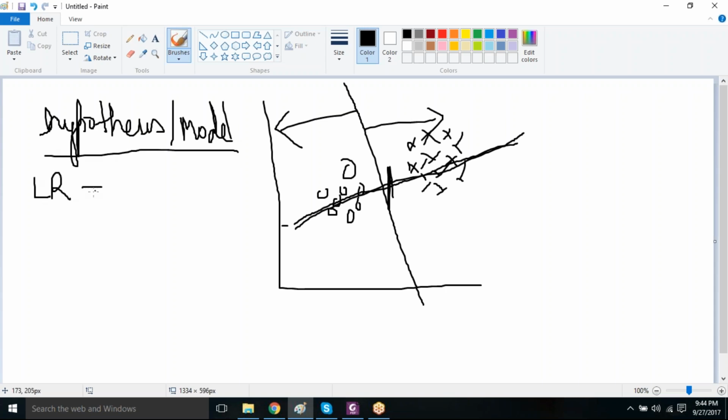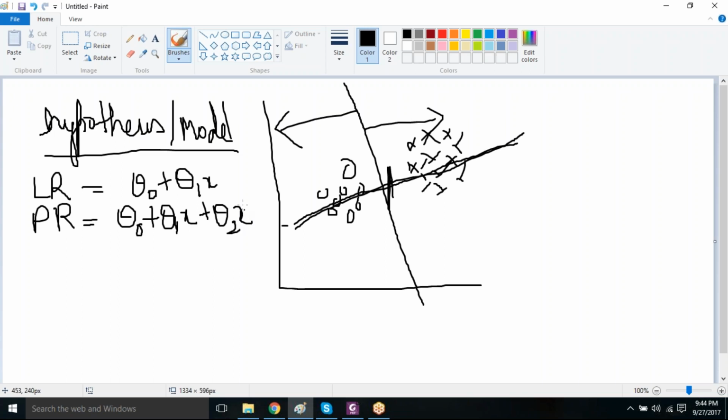Linear regression model is theta naught plus theta 1 x, right? Or polynomial regression, if you ask me, I will write something like this: theta naught plus theta 1 x plus theta 2 x square. Or you can add more terms here, but yeah, like this.